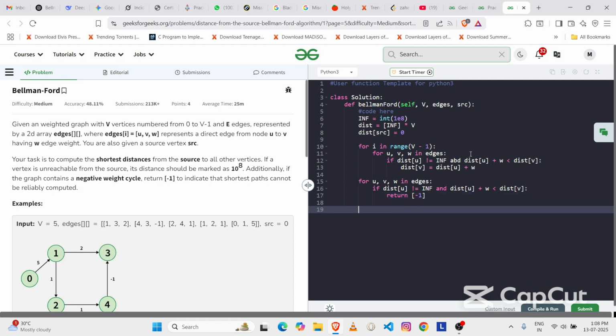Now we have to replace unreachable distances with 10 to the power 8 as required. So we are going to return d as distance if d is not equal to our infinite, else, sorry, 1e8, for d in distance.